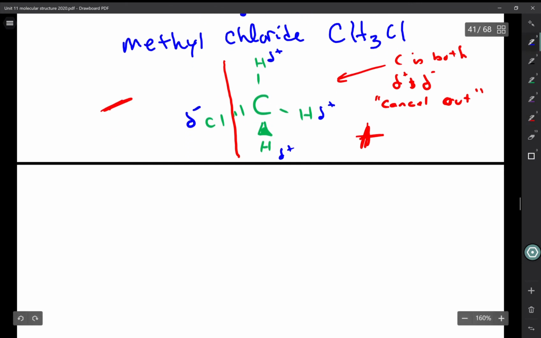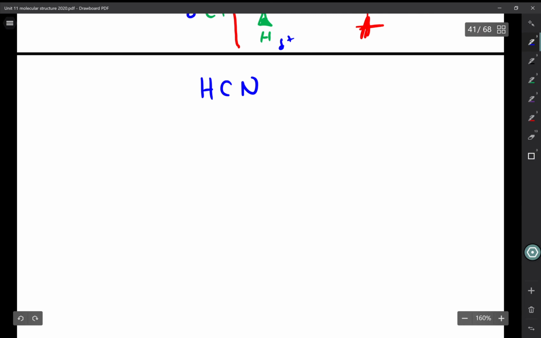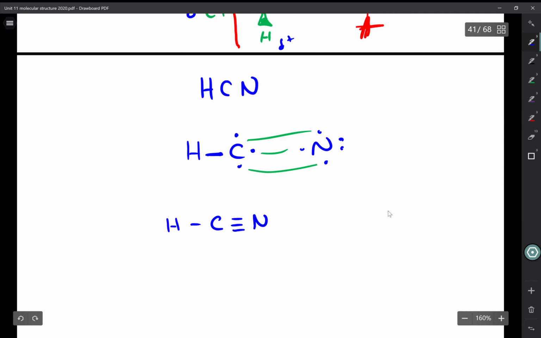All right, and we'll do one more so you see this here. HCN, hydrogen cyanide. So carbon has 4 bonding sites. Okay, we're going to stick a hydrogen here. Nitrogen has 5 valence electrons. So I'll write that a little better. 1, 2, 3, 4, 5. So hopefully you should be able to tell that those are going to hook up. So we got this.